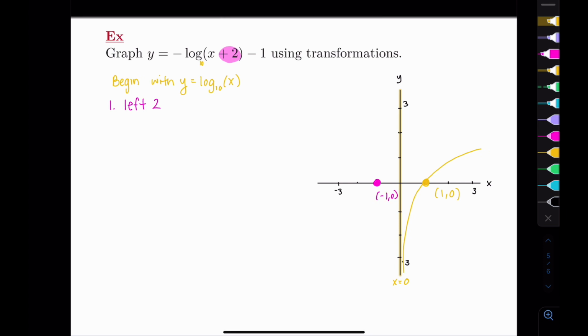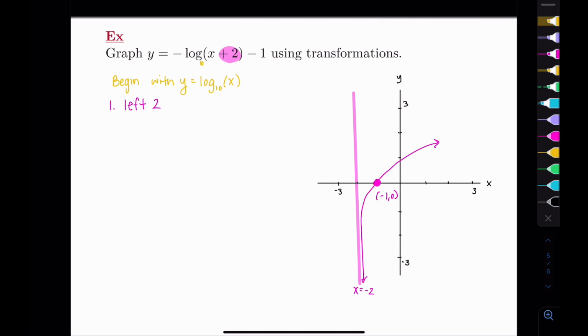Our vertical asymptote would go from here to the left 2. So now we're going to hug x equals -2. And then we still have this same basic shape. Okay. All right, so let's get rid of this graph now because we no longer need this one.